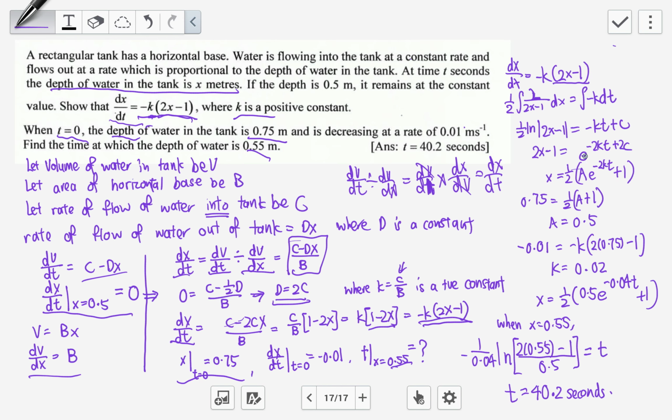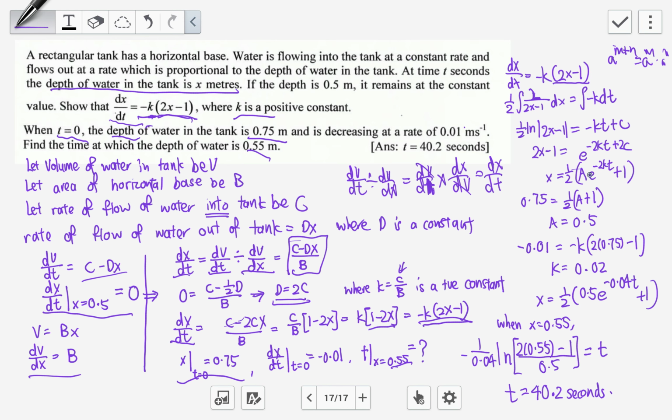So e^(-2kt) is still here, notice. When a^(m+n) equals a^m times a^n, this is the exponential rule. So this is essentially e^(-2kt) multiplied by e^(2c). e^(2c) is a constant, so I let it be A. We just let A be that constant. A equals e^(2c).